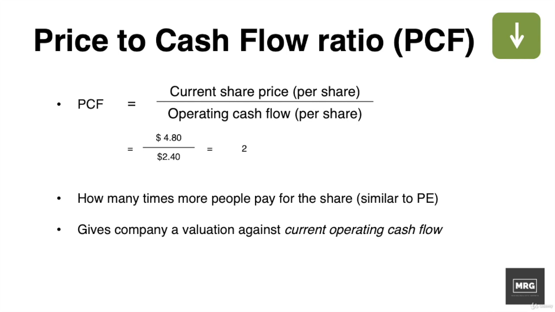Arrow is pointing downwards, and again, it's just another means to give people an indication of how many times more people are willing to pay for this stock or share, considering the current cash flow to the company, or operating cash flow. So very simply, it gives a company a valuation against current operating cash flow. To get this operating cash flow, you can find it in the cash flow statement, as we have described earlier in the last few chapters.